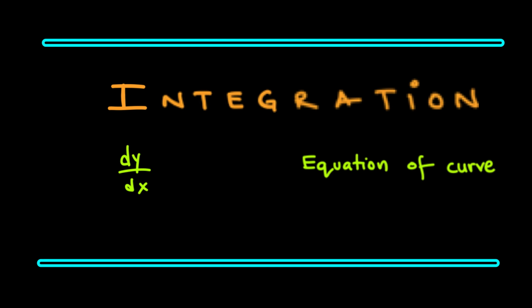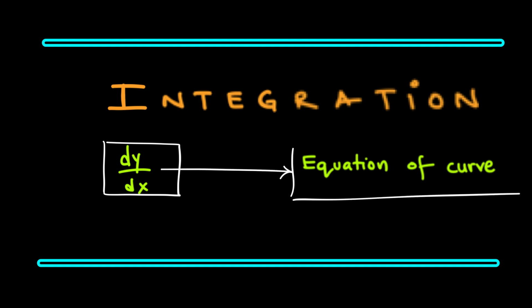In this video, we will use the technique of integration to convert a gradient function into the equation of a curve. Let's first get started with the idea of the equation of a curve, such as y equals x squared plus 3x plus 1.